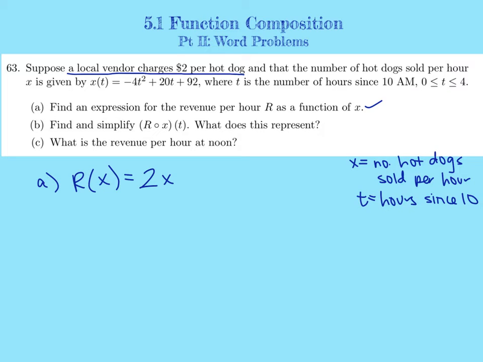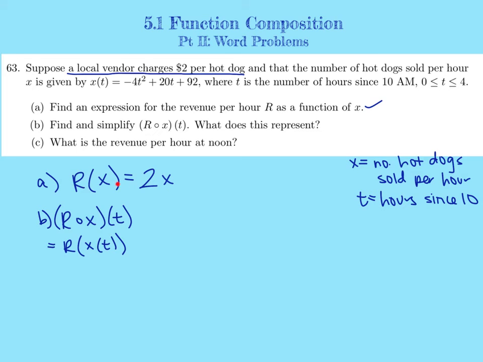For part B, we want to find and simplify R of X of T and figure out what that represents. So R of X of T means that we're composing these two functions. X of T is this function here. So I'm going to plug this function X of T into our R function for X.